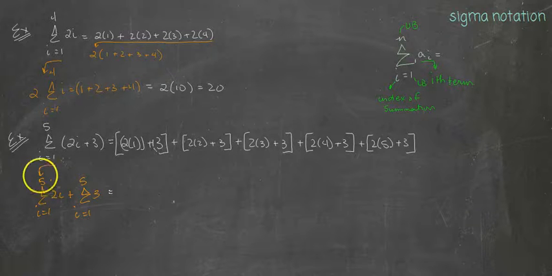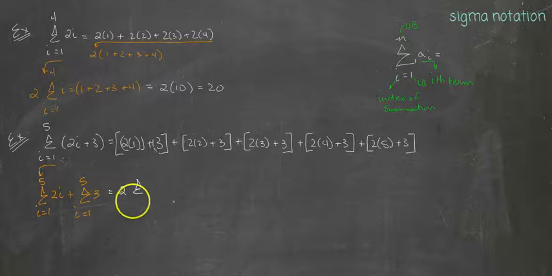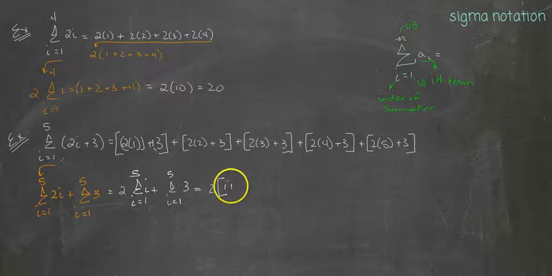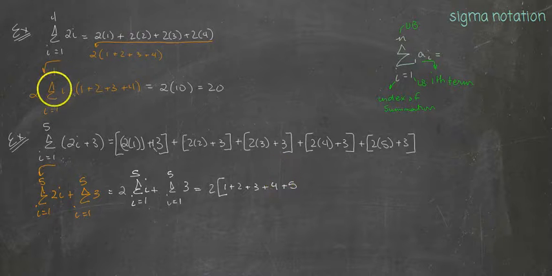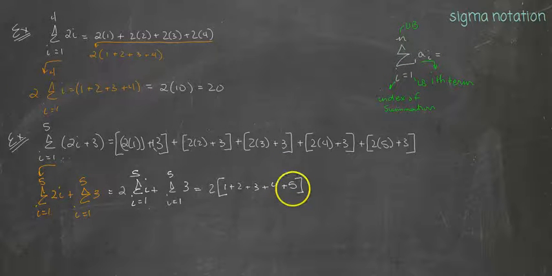Well, the first one, I already know I can take a 2 out front and evaluate the sum i equals 1 to 5, and then add to that the sum from i goes from 1 to 5 of 3. All right, so first, let's do the 2 times 1 plus 2 plus 3 plus 4 plus 5, right? That's just this rule right here, not a problem there.